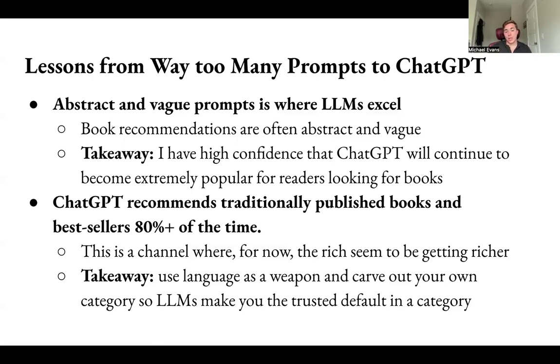These are large language models. And we can actually use language as a weapon and carve out our own category. So LLMs make the trusted default in a category. So if you're just going for like science fiction book recs, and having people prompt that, when readers prompt science fiction, you've got a very tough competition to rank for that. You've got a really tough competition to be mentioned for romantasy. But if we can carve out genres where the language that readers are prompting the LLM with is unique to your story, we get to do something really interesting.